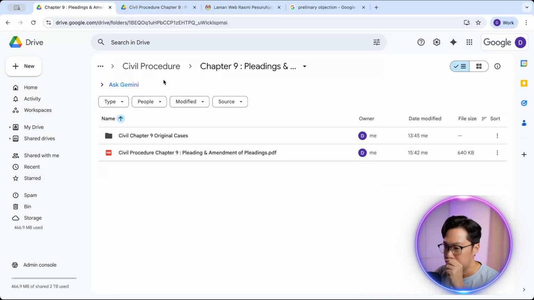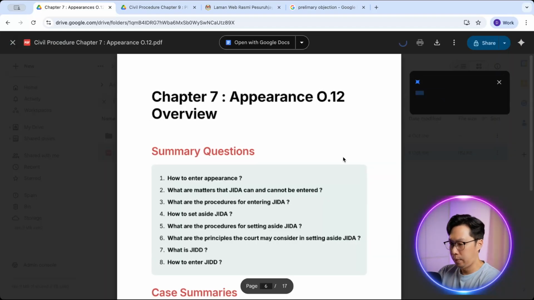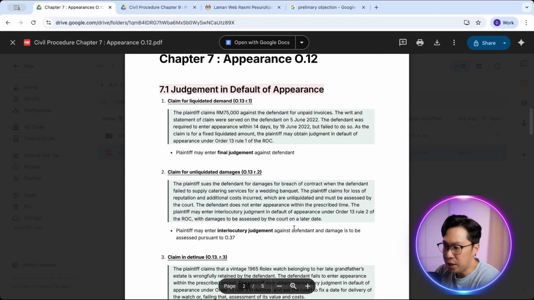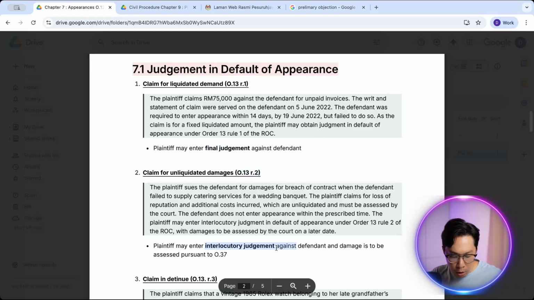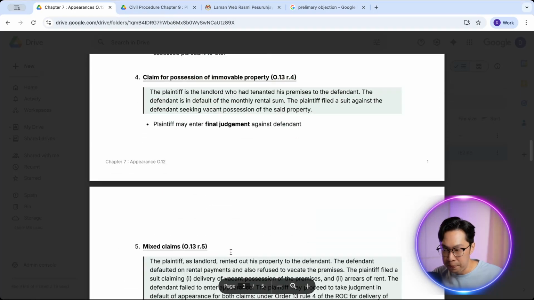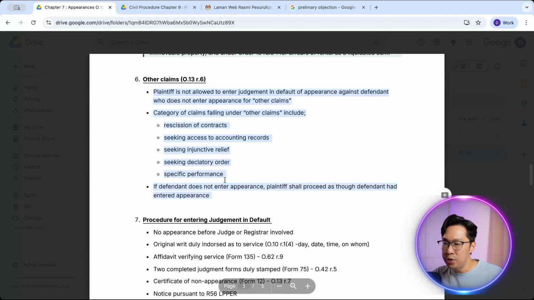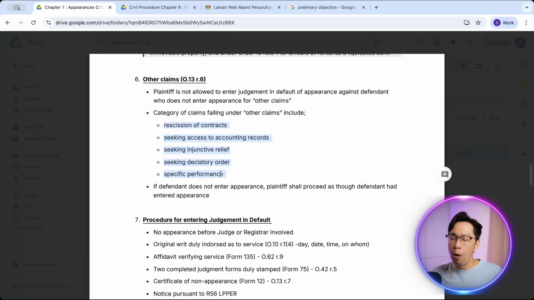Now, let's look at here. If you see here, okay, we discussed this, isn't it? So this one, Order 13, Rule 1, final judgment. If you look at your Order 19, Rule 2, okay, also final judgment. This one, Order 13, Rule 2, unliquidated demand is interlocutory. So your Order 19, Rule 3, also interlocutory, meaning they have to send it to assess damages pursuant to sections. So same thing, everything's the same. But the procedure is slightly different. Now, if you look at here, Order 13, Rule 6, which categories of claims are under here, rescission, seeking, this is assess, this thing will not be in your Order 19, Rule 7. Okay? These things are not in your Order 19, Rule 7.